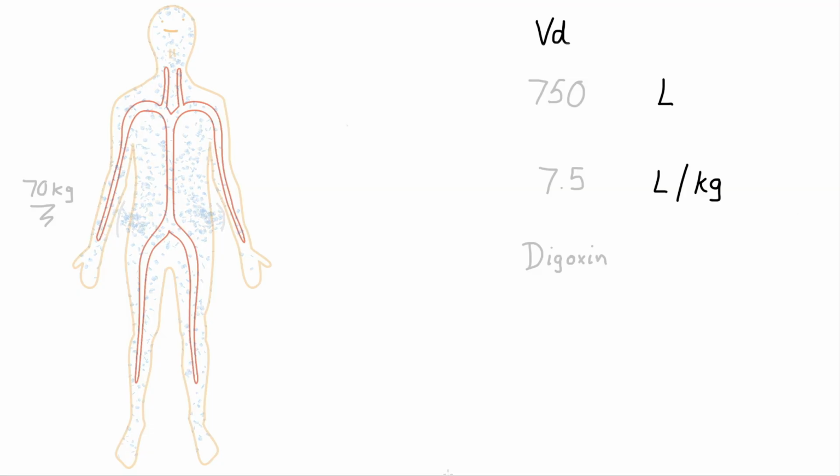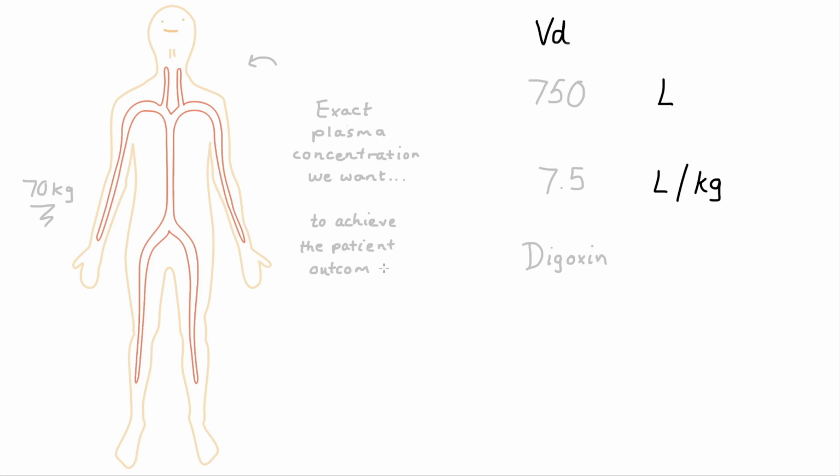So we've discovered that when adjusted for the person we're treating, volume of distribution will help us achieve the exact plasma concentration that we want to achieve the patient outcome that we want.